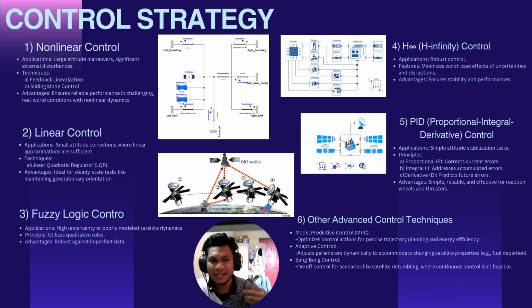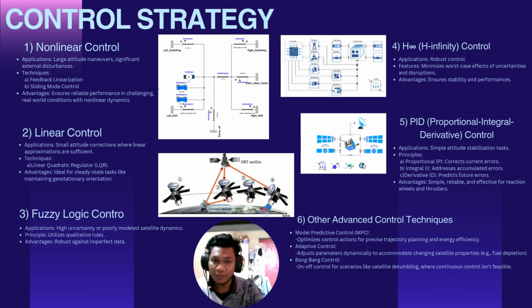So the application is high uncertainty or poorly modeled satellite dynamics. The principle that we apply is to utilize qualitative rules. Example: if error is large, apply high torque. The advantage is that it is robust against imperfect data and offers computational simplicity.